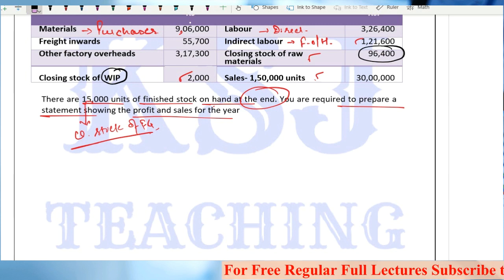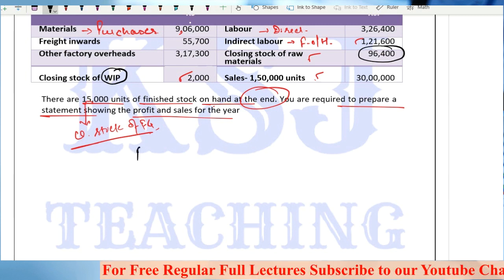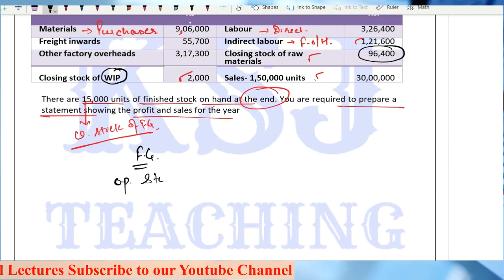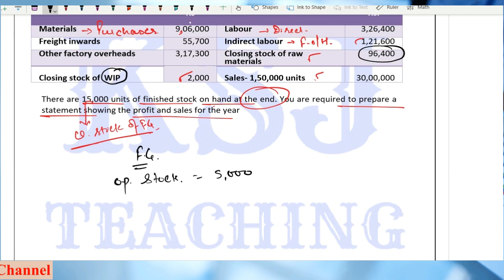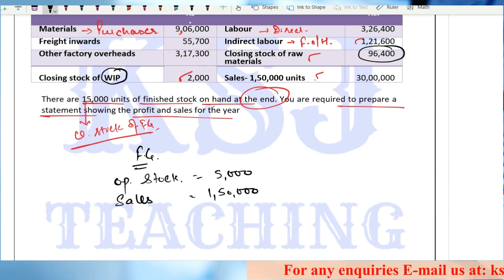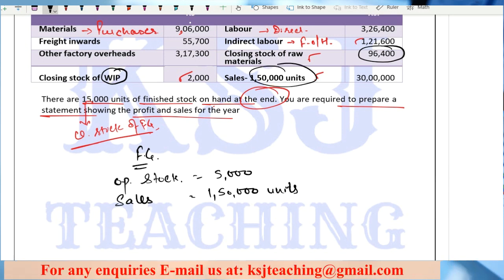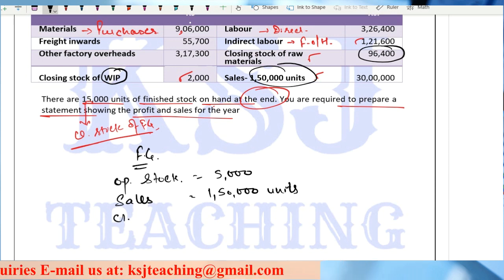Now, listen to it very carefully, right? I'm talking about the FG. My opening stock is 5,000 units, right? My sales is 1,50,000 units. Any doubts? So read the question carefully. 1,50,000 units, right? What is my closing stock?